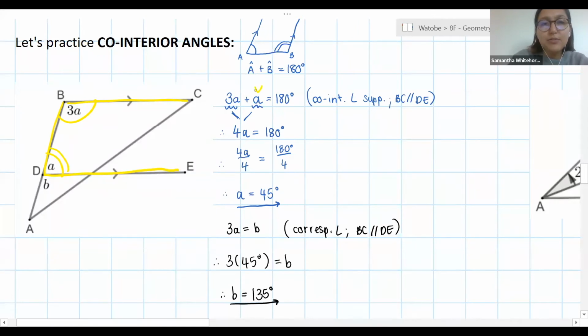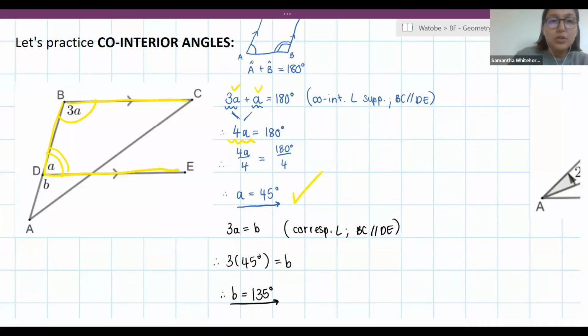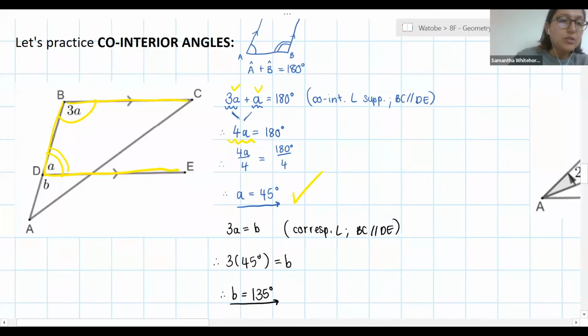Now, guys, 3A and A are like terms, which means that when I add them together, I get 4A. That's where the 4A came from. And then I'm solving for A, so I have to divide both sides by 4, which gave me my A value. However, to get to B, there are 2 ways that you can do it. The first way is you can see that A and B are on a straight line. So if you add A plus B, you should get 180.